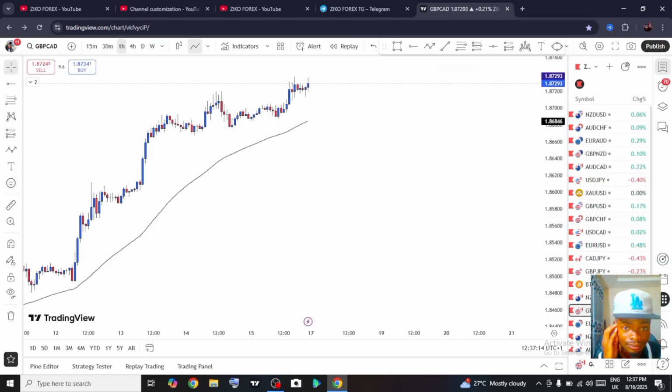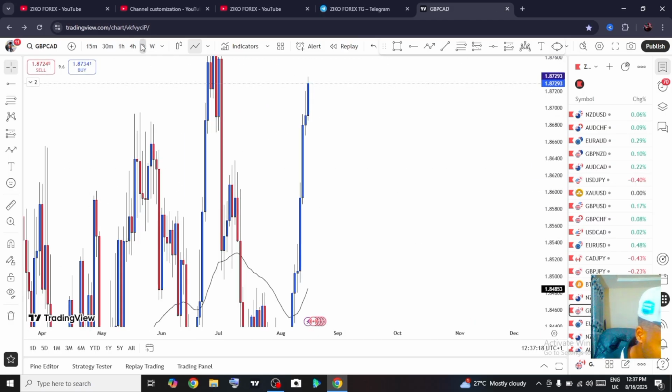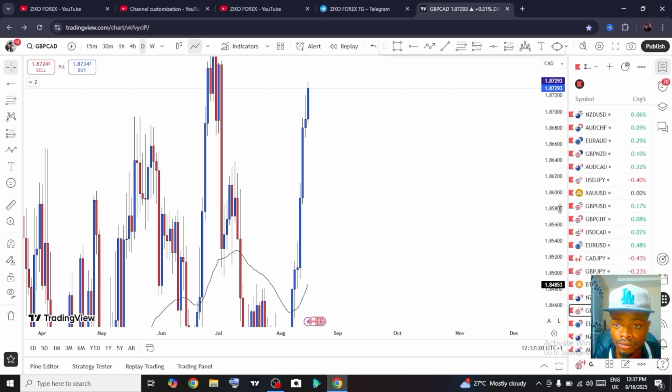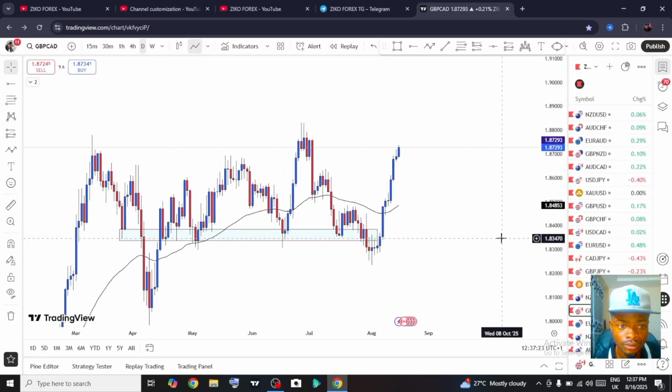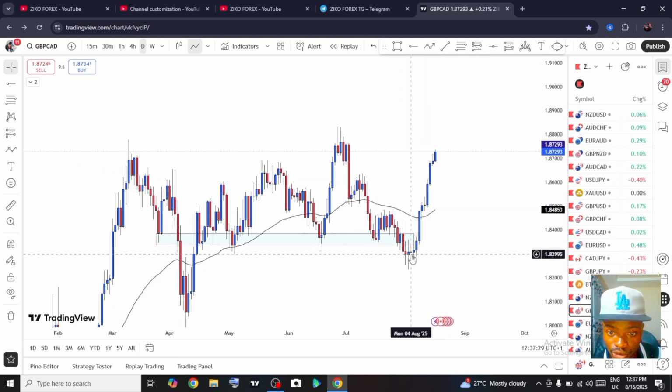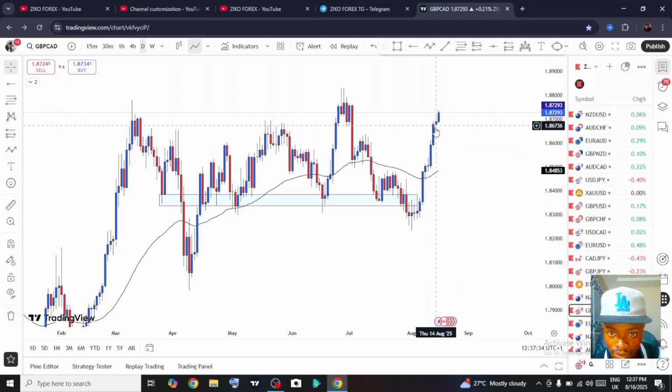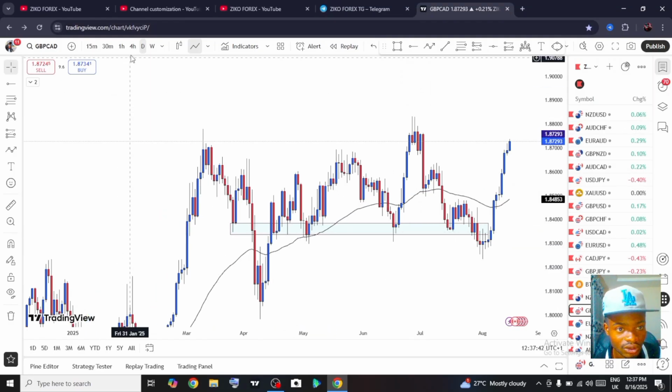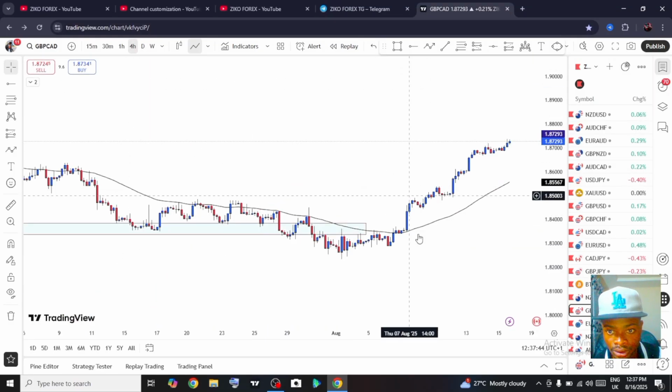GBP CAD for our daily time frame. Alright, so there's just nothing to see here. Price has basically had the movement already. Back to back days of blue candles. 1, 2, 3, 4, 5, 6, 7, 8, 9, 10, 11. Basically more than 1 week of price just going bullish. Right, so no, we are not interested in that pair.